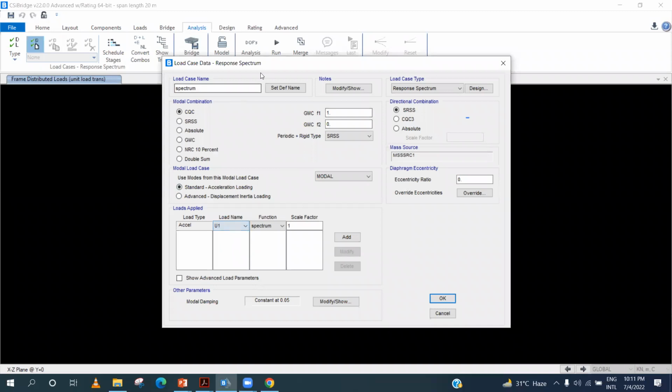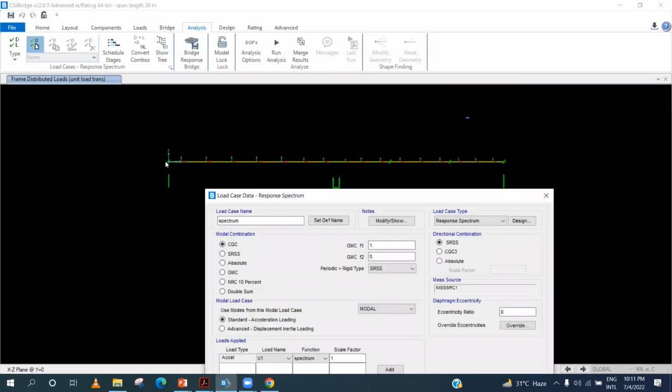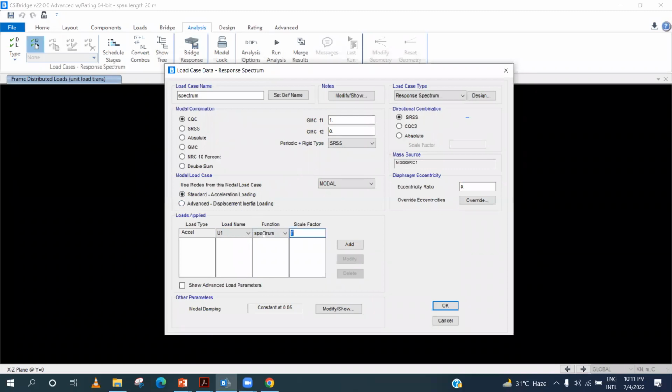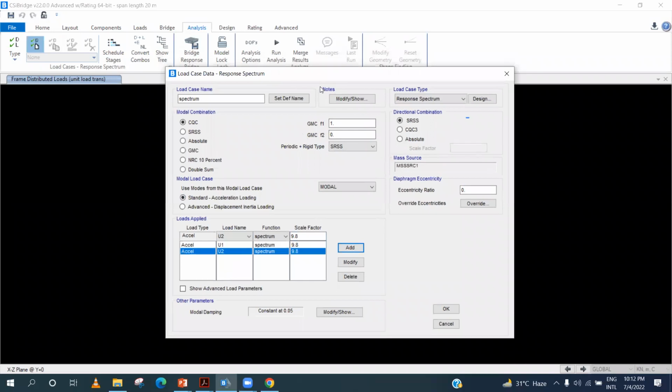U1 is basically along this direction, and U2 is along the other. The scale factor is basically the value of g. Similarly, for U2 we can add it, so U2 is this. Okay, now here comes another part.